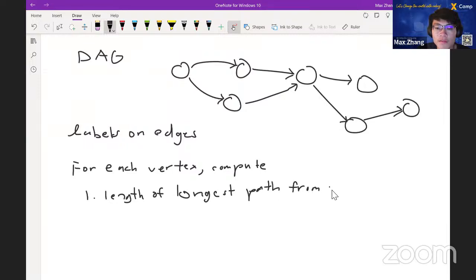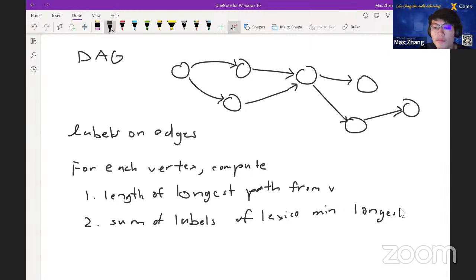from this vertex. But then also, we don't just want the longest path, we want the sum of the labels of the lexicographically minimum longest path. And when I say lexicographically minimum, there might be multiple longest paths coming from a single vertex. So we're going to consider all of them. For each one, we're going to consider all the labels on that path in order. And then we're going to pick the one that has the lexicographically smallest array of labels.